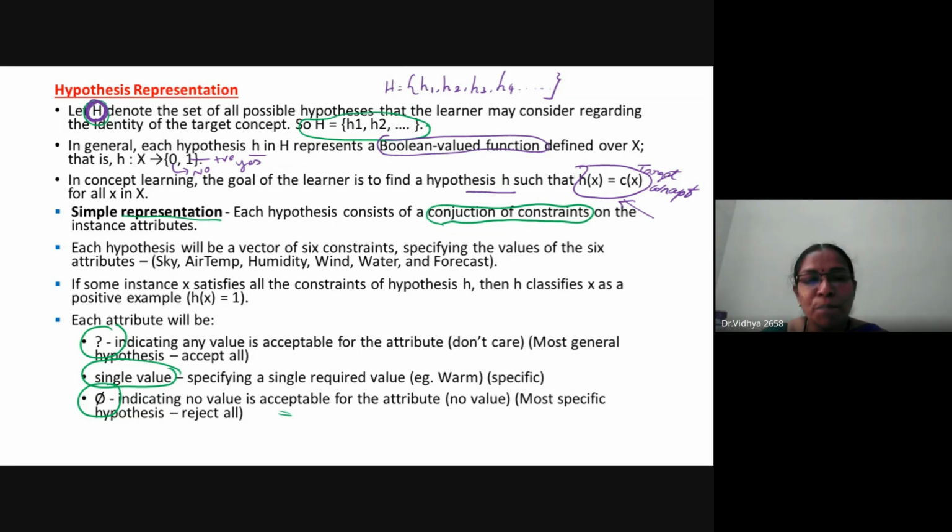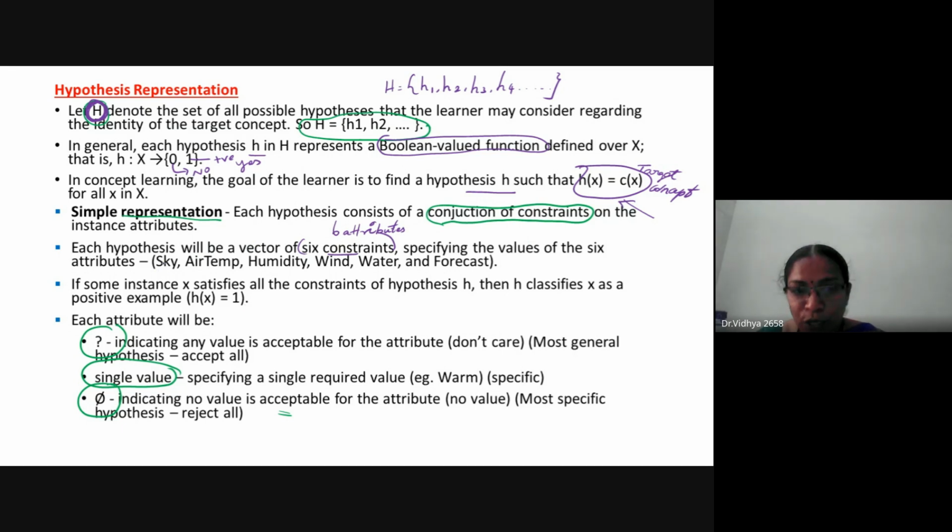Then the simple representation is basically done with the conjunction of constraints on the instance attributes. Yes, we are doing that with the conjunction of constraints. We are combining two or more constraints. Next, each hypothesis will be a vector of 6 constraints. Obviously we have a total of 6 attributes, right? If there are 6 attributes, all those 6 attributes will behave differently, so we have 6 constraints specifying the values of these 6 attributes. So what are those 6 attributes?